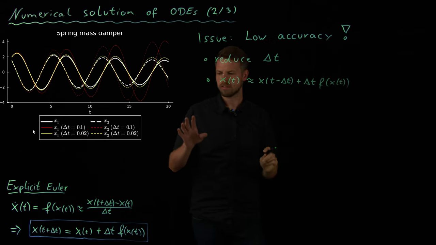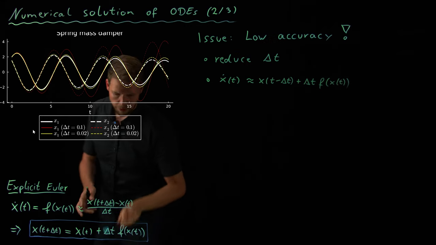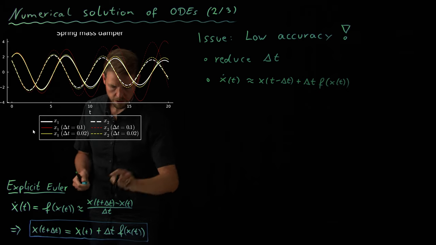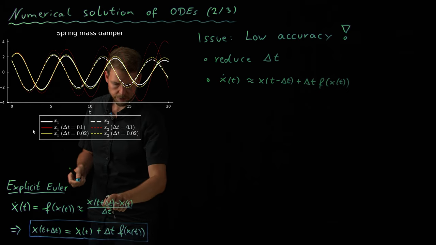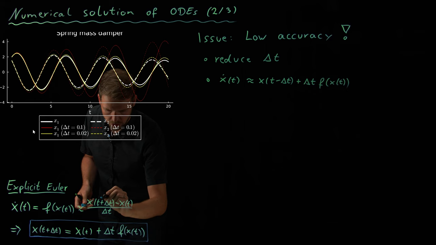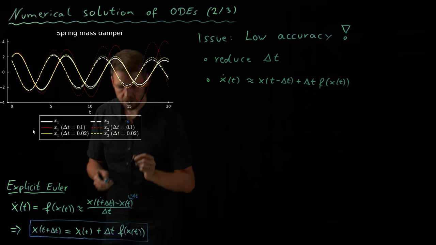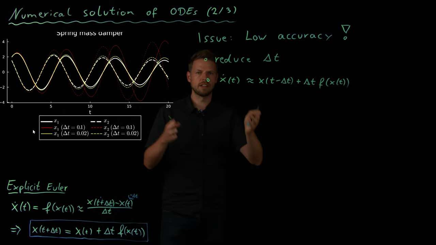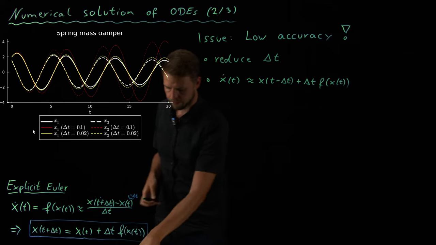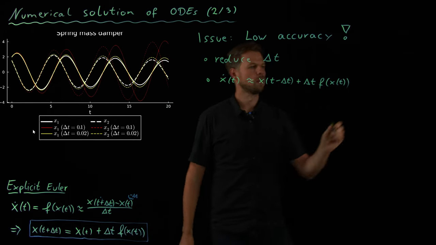Okay, so all I've done now is I have replaced this point by x of t, and so if you wish, this one goes away, and I have here this minus delta t, right? So the same approximation, basically, just shifted by one time step. And what I get now is what we call the implicit Euler.